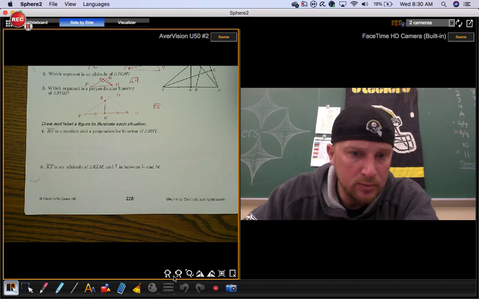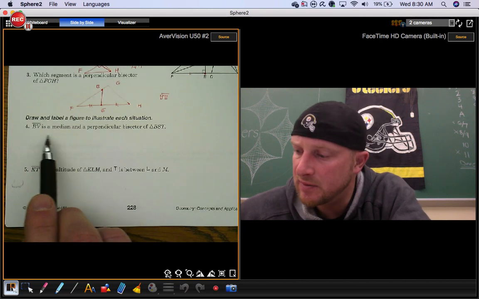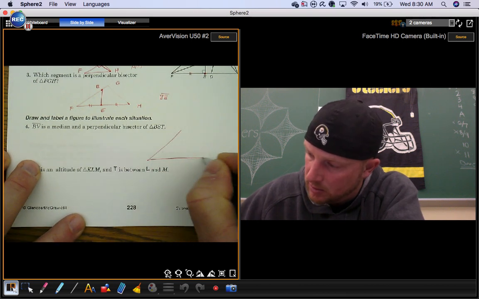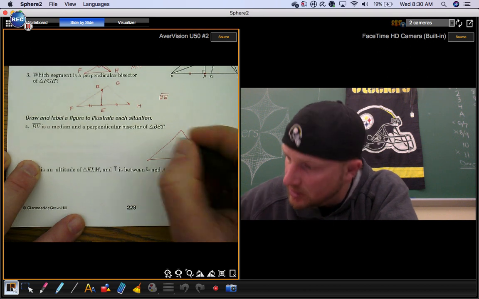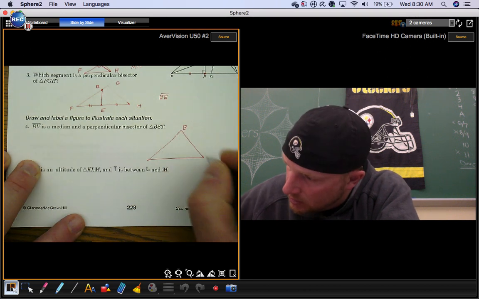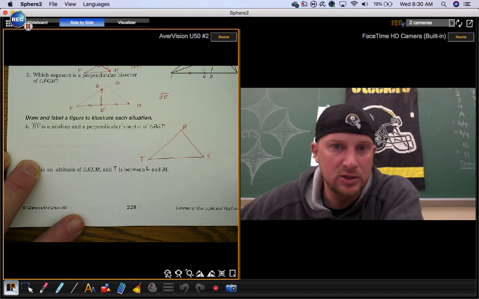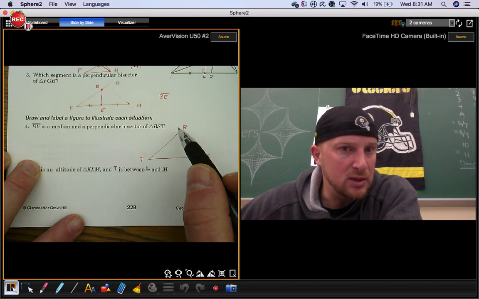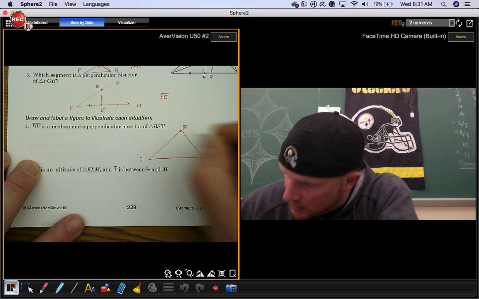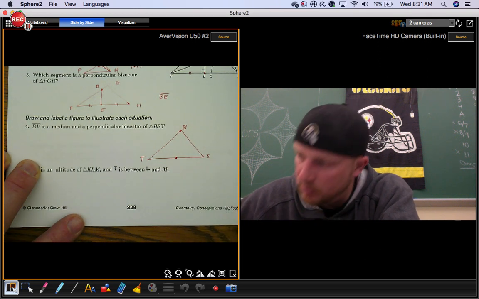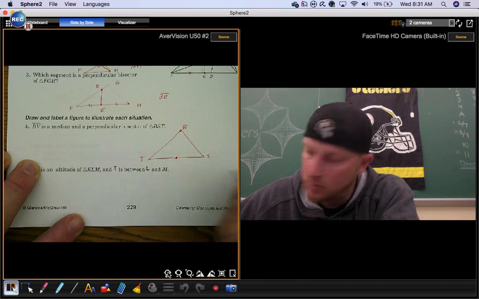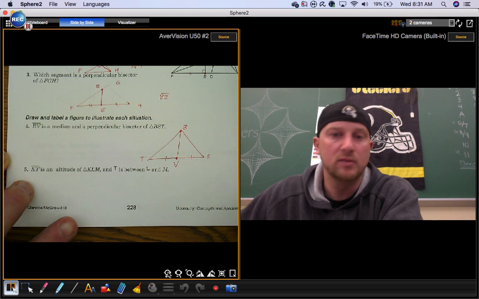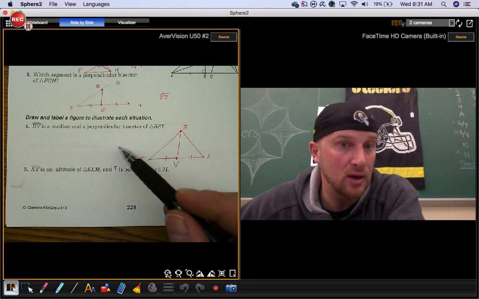Number 4. Segment BV is a median and a perpendicular bisector of triangle BST. So I'm just going to draw triangle BST. And if I need to adjust, I can, but that's where I'm starting. Now, segment BV needs to be a median. So that means B is your vertex, and V better be a midpoint. So I marked it as a midpoint. That segment right there is a median.